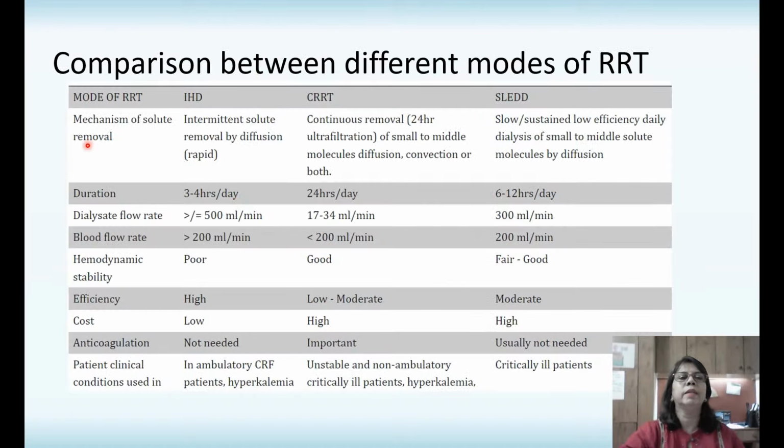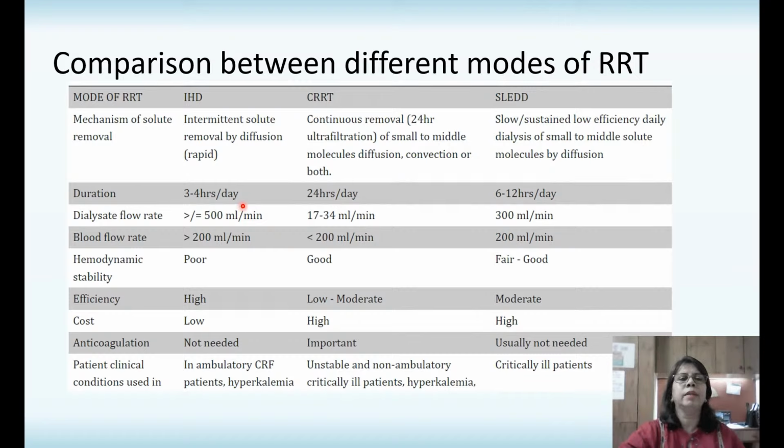In this slide, we can see a comparison between the different modes of renal replacement therapy: intermittent hemodialysis, CRRT and SLED. In intermittent hemodialysis, solute removal occurs by diffusion and is very rapid. Whereas in CRRT, there is a continuous removal of ultrafiltration, including small and middle molecules, by diffusion, convection or both. And in SLED, there is a slow or sustained efficiency dialysis of small to middle molecules by diffusion.